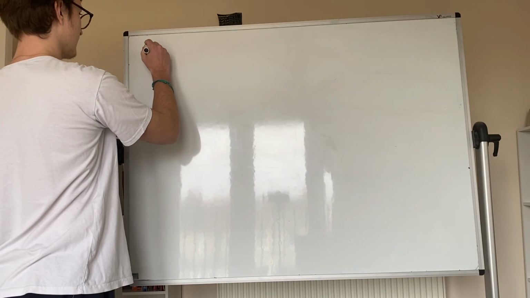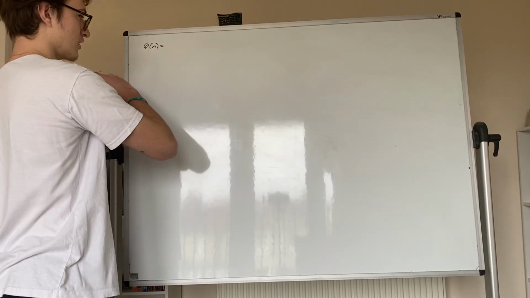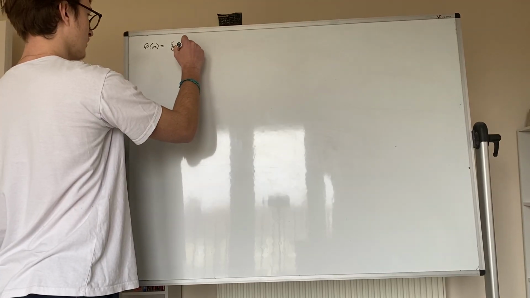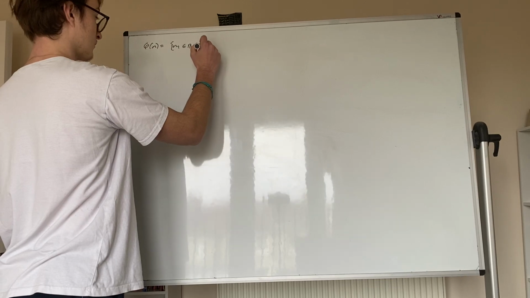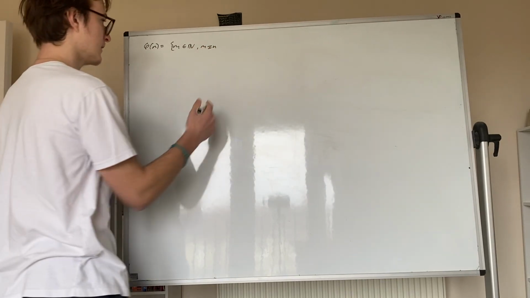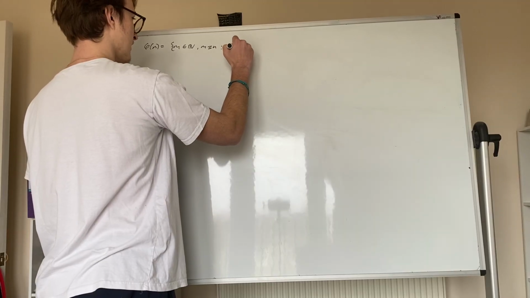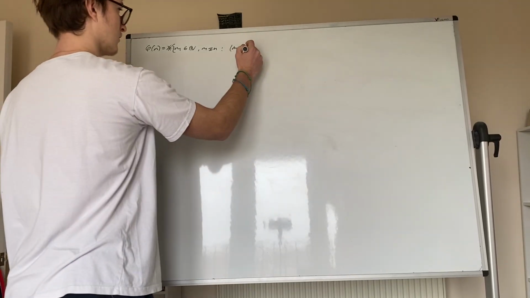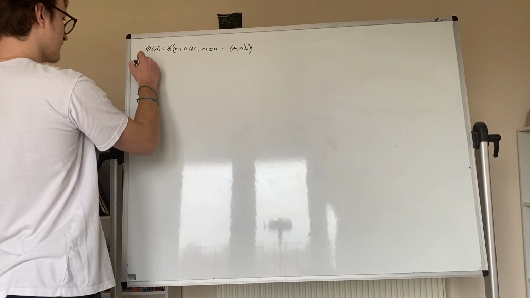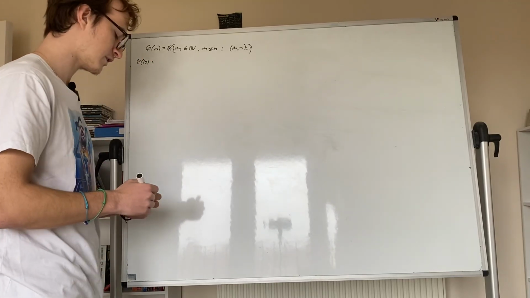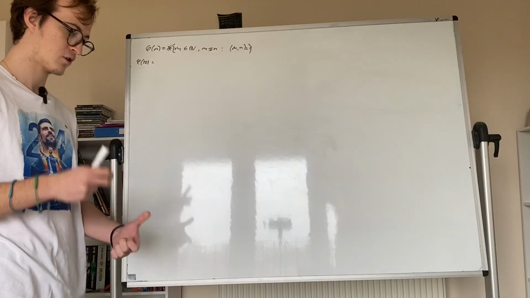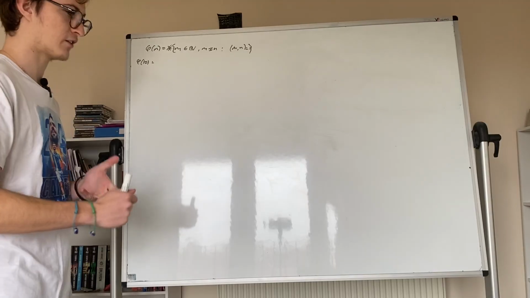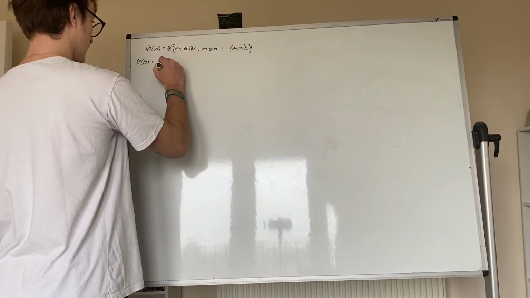So phi of n is defined for some natural number n, as the set of all natural numbers m, with m less than or equal to n, such that m and n are co-prime. Sorry, it's equal to the cardinality of this set. So for example, phi of 10: which numbers are co-prime to 10, which are less than 10? Well, we have 1 is co-prime to 10, 3 is co-prime to 10, 7 is co-prime to 10, and 9 is co-prime to 10. So that's 4 numbers I've just counted there. So phi of 10 is 4.